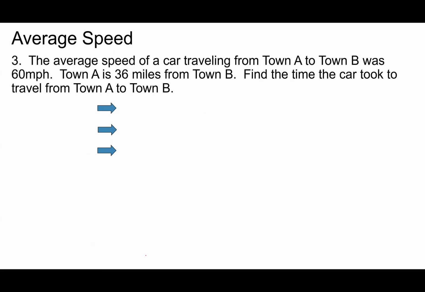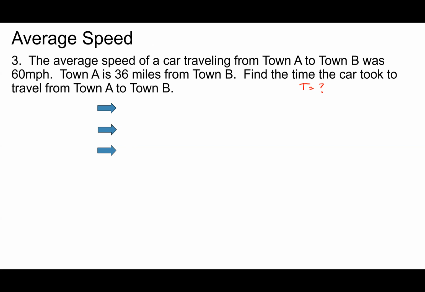The average speed of a car traveling from town A to town B. Do you guys have this? My notes are kind of messed up here. I changed them and then I just reprint them. Okay. Was 60 miles per hour. Town A is 36 miles from town B. Find the time the car took to travel from town A to town B.